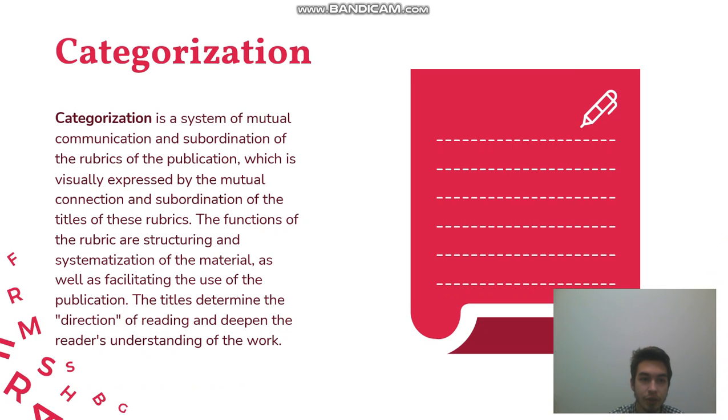So what is categorization? Categorization is a system of mutual communication and subordination of the rubrics, which is visually expressed by the mutual connections and subordination of the titles of each rubric. The functions of the rubric are structuring and systematization of the material, as well as facilitating the use of the publication. The titles determine the direction of the reading and deepen the reader's understanding of the work.